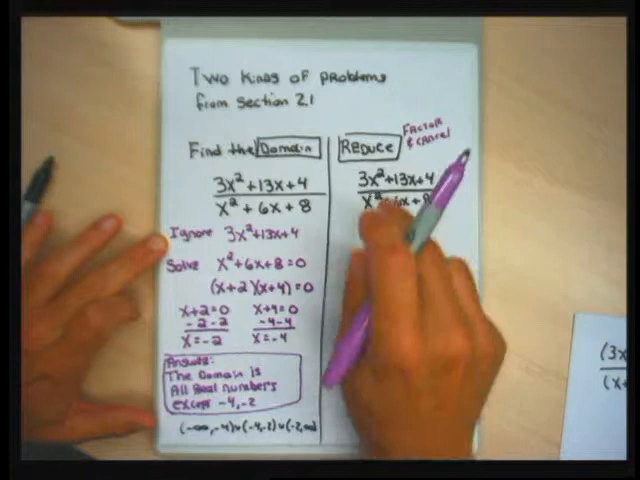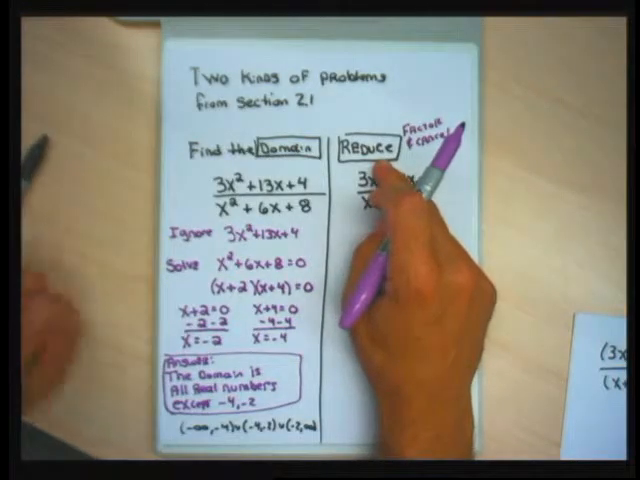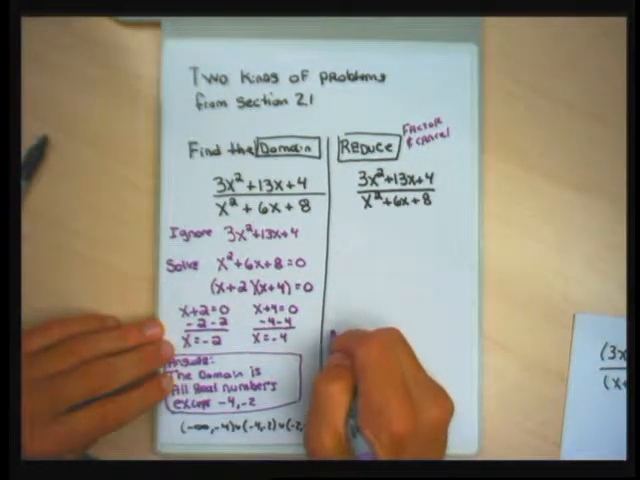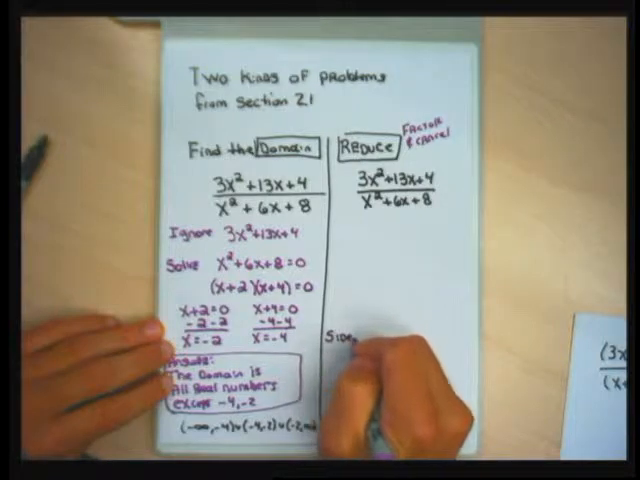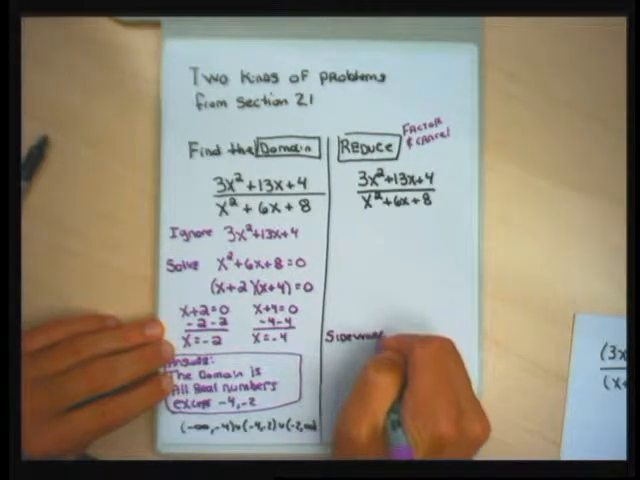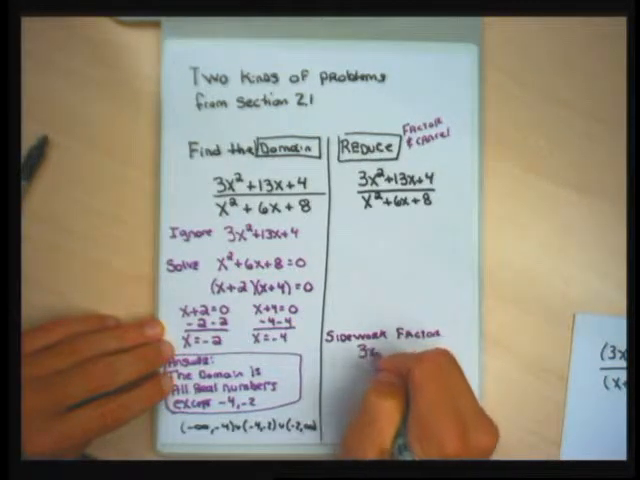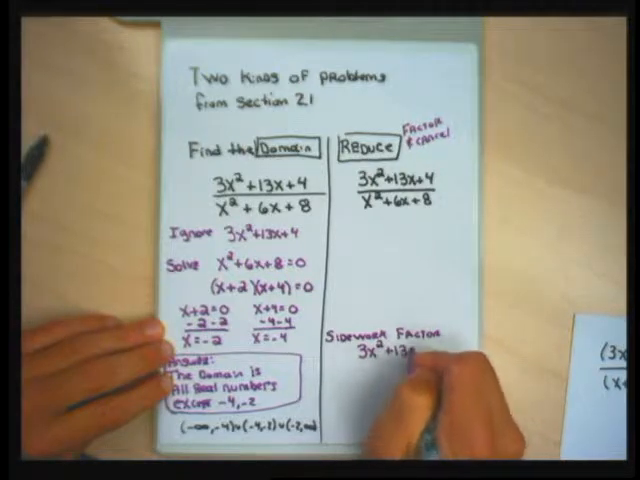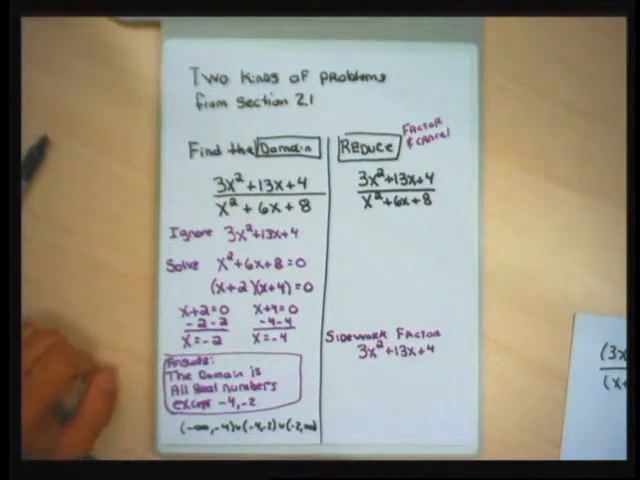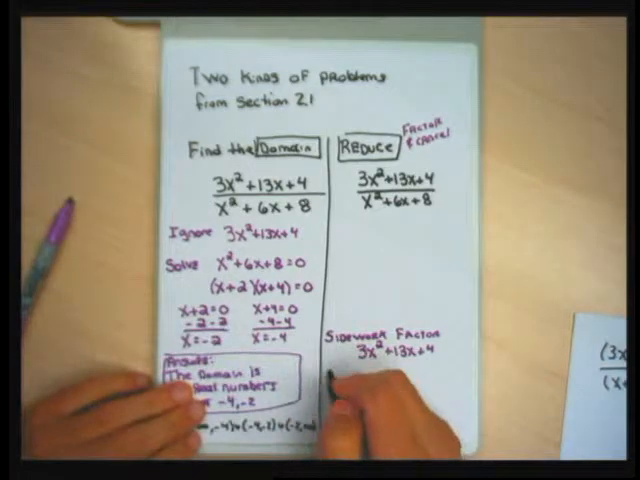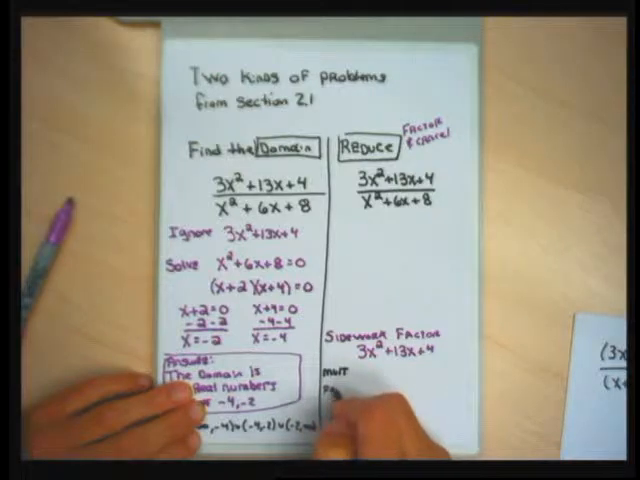For the reduce problem, I can't ignore the numerator. There's some hard factoring here. I need to factor both the numerator and the denominator. And I'm going to do the numerator factoring off to the side here or down below. So I'm going to work on factoring 3x squared plus 13x plus 4. This is going to be a bottoms-up factoring because of the 3 in front of the x squared. Bottoms-up factoring, I'm going to multiply, factor, and then divide, reduce, and bottoms up.